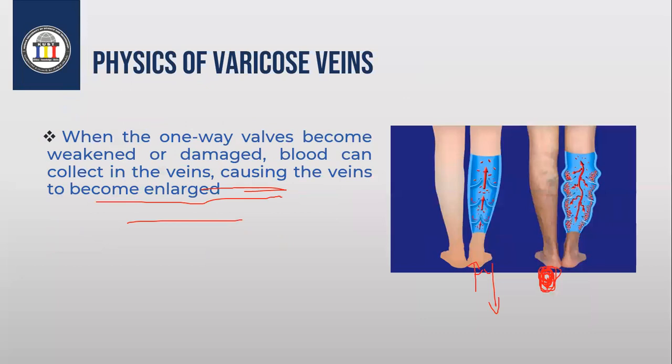And that leads us to understand that when the one-way valve becomes weakened, destroyed or damaged, the blood can collect in the vein, causing the vein to become enlarged. So when the valve is not working well, what will happen? The blood will be pooling in the vein and make the vein enlarged and abnormal.